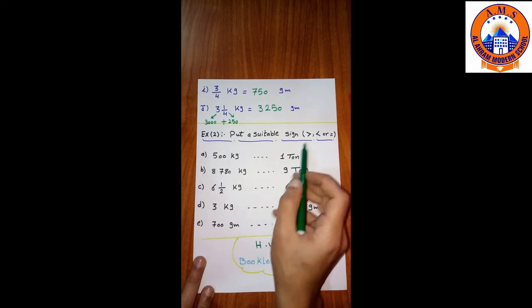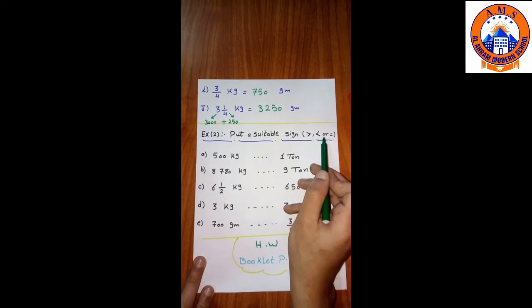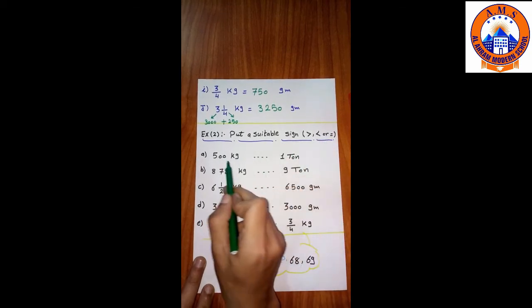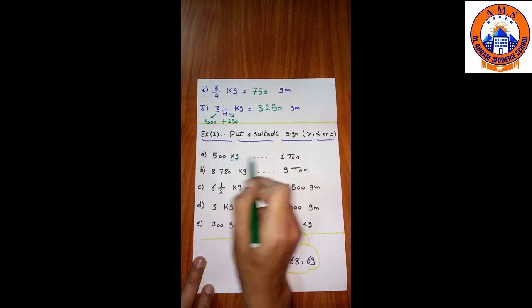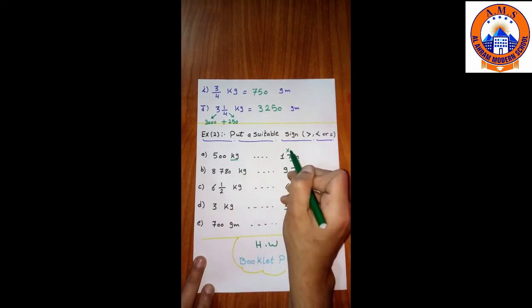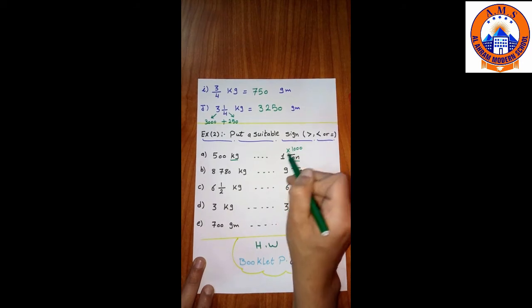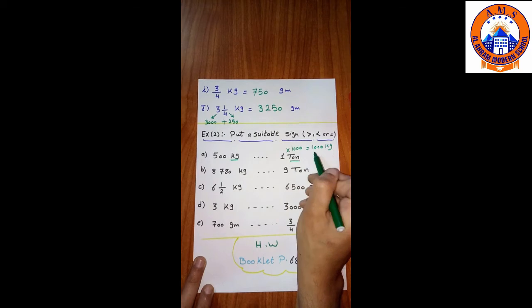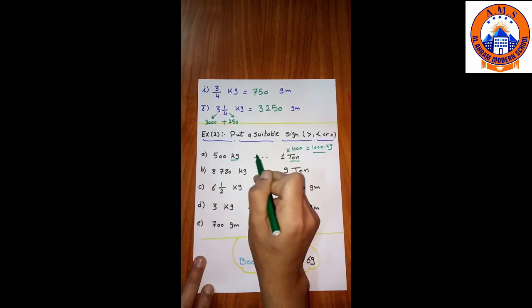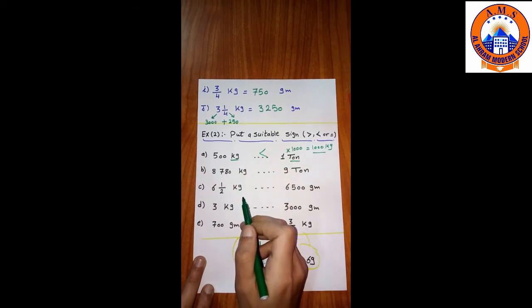Question number 2, put a suitable sign in each of the following. So we're gonna put greater than or less than or equal. So here we have 500 kilogram and here we have 1 ton. So I'm gonna make the 2 units the same while multiplying this number by 1000. So it's equal 1000 kilogram. So here we have 1000 and here we have 500, so 1000 is greater.